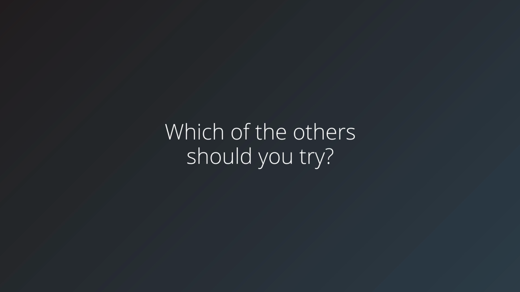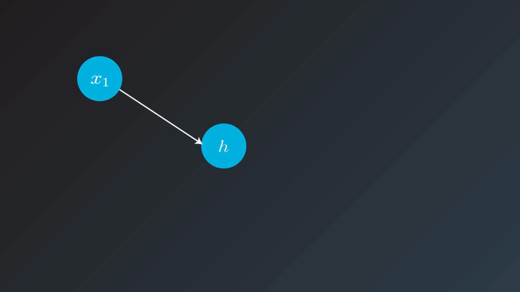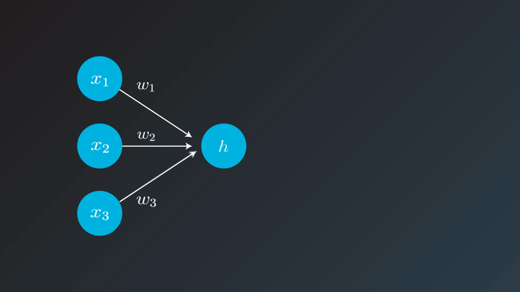Which of the others should you try? That depends on the behavior of the training error. To better understand this, we'll need to look at the intuition of the learning rate. Earlier in the course, we saw that when we use gradient descent to train a neural network model, the training task boils down to decreasing the error value calculated by a loss function as much as we can. During a learning step, we do a forward pass through the model, calculate the loss, then find the gradient.